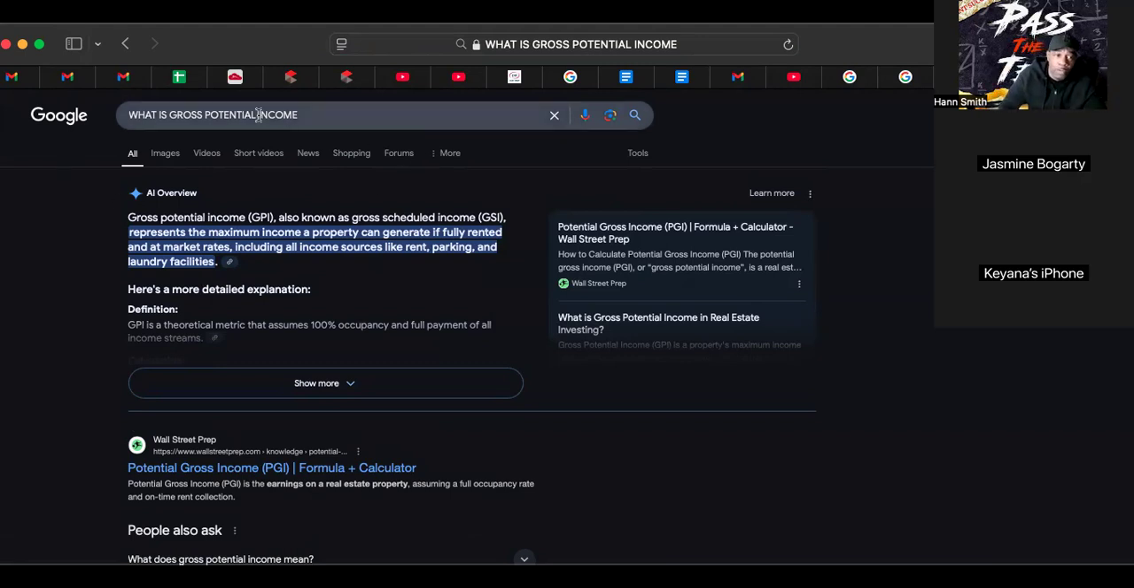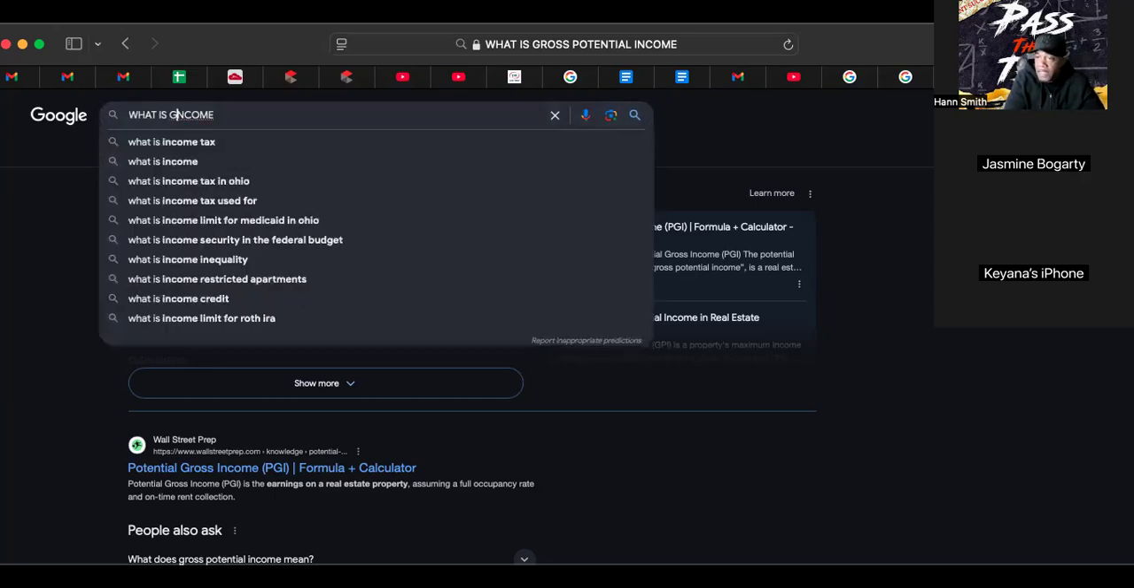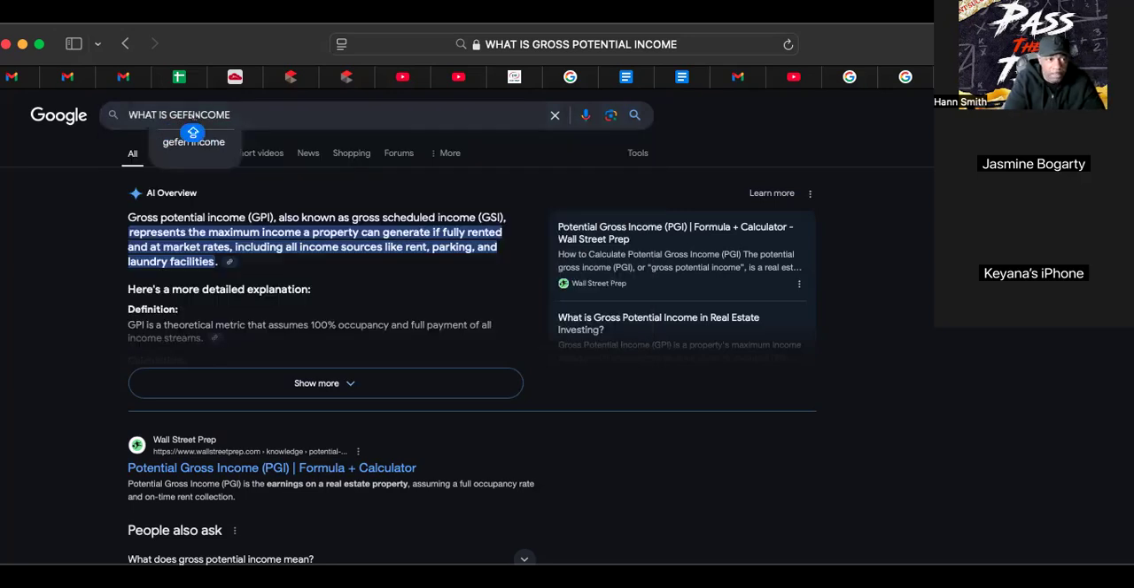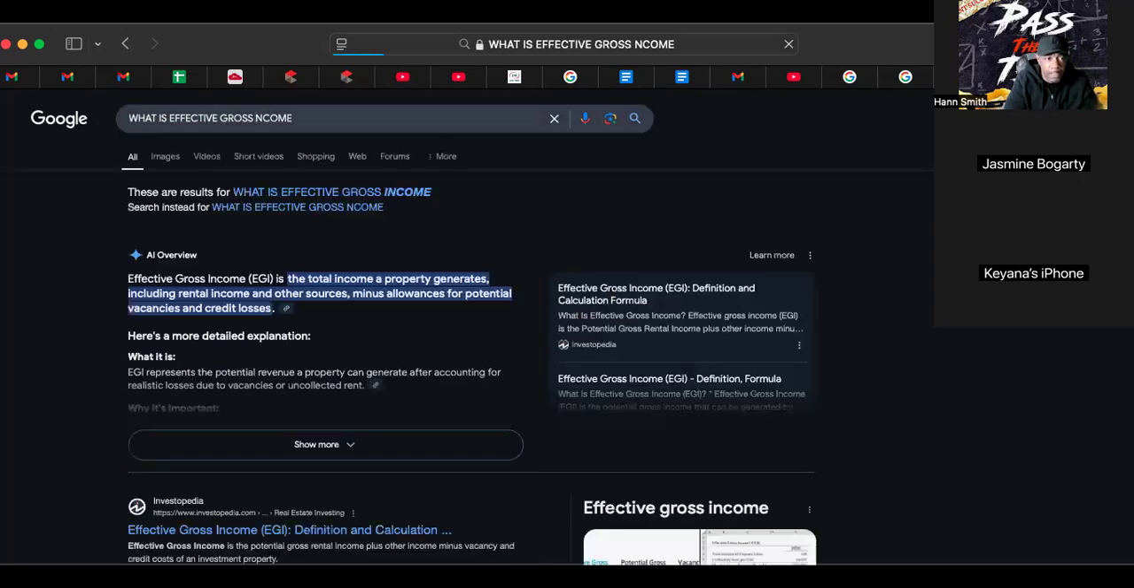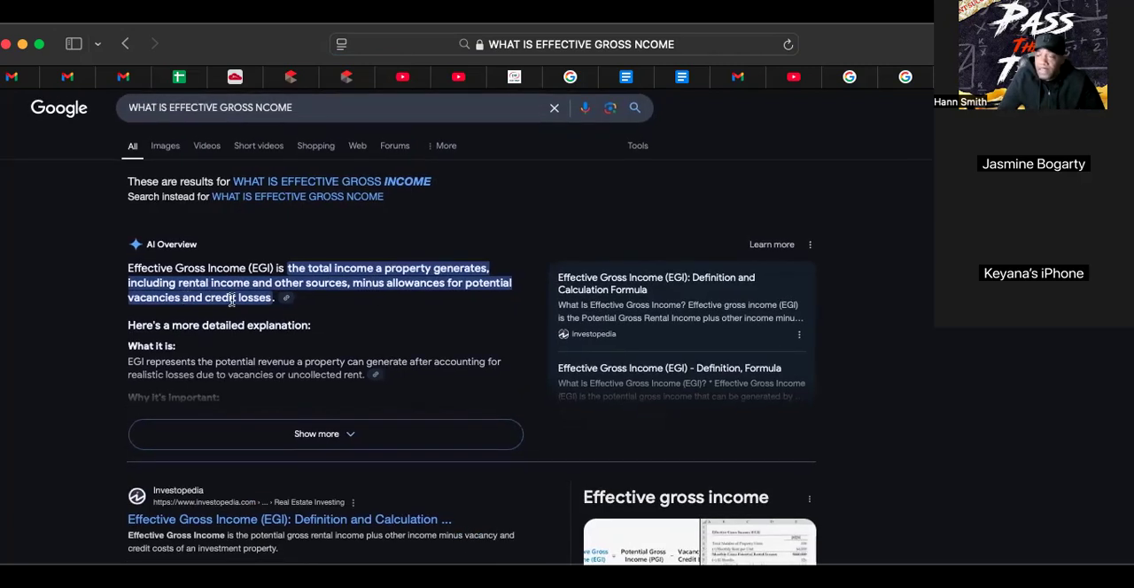So now we're going to ask, what is effective gross income? Effective means that we took something out. Effective gross income, what does that mean? EGI, or effective gross income, is the total income a property generates, including rental income and other sources, minus the allowances for vacancy and credit loss. So you see what I mean? When you hear effective gross income, you know that's the potential gross income minus two variables, the vacancies and credit loss. All right. So now we know what effective gross income is.